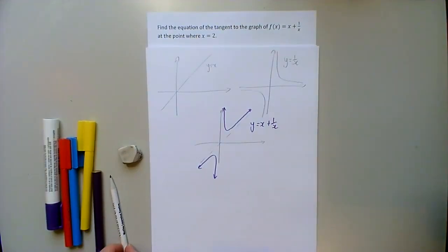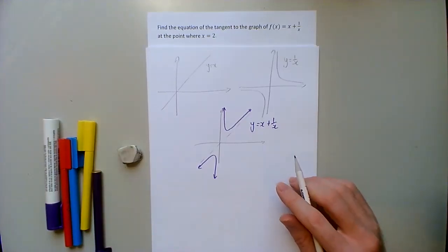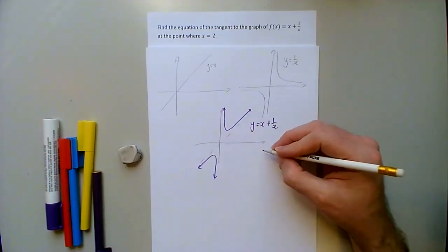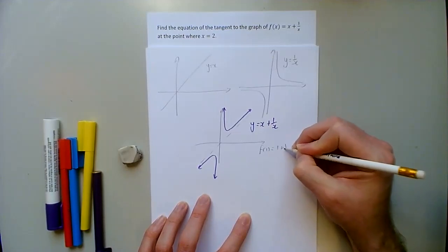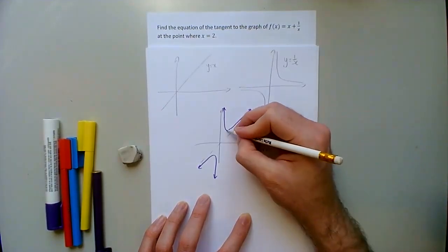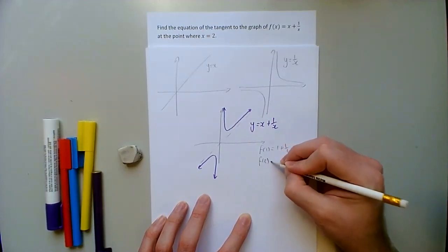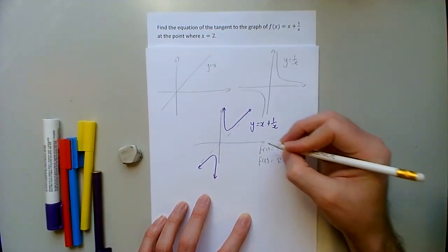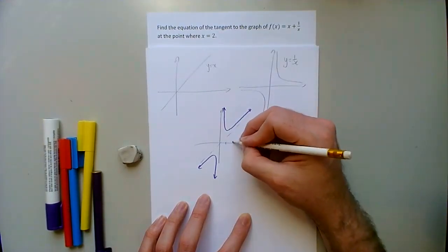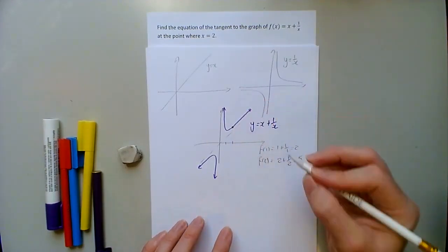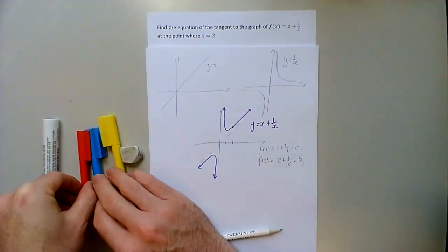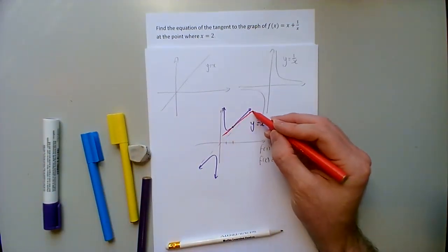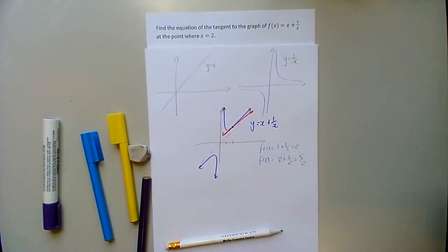Okay, and when x equals 1, this is 2, I think. f of 1 is 1 plus 1 over 1, which is 2. That's about here, I reckon. And f of 2 is 2 plus 1 over 2, which is 2.5, 5 over 2. So just about there. Okay, and so the tangent would be a line something like this. So I'm thinking it's got a slope just a little bit less than 1, I reckon.